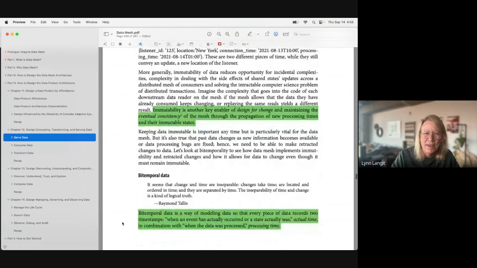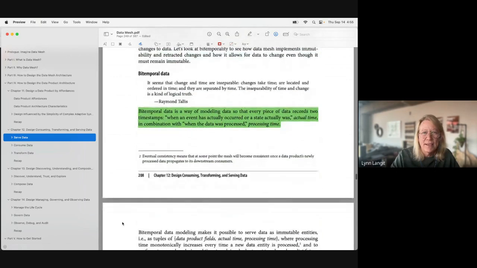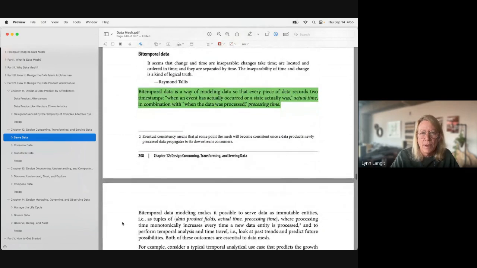Yeah. So, all right. So the next thing is bitemporal data. So it's a way of modeling data, so every piece of data records 2 timestamps. This is kind of cool. I like this. When an event has occurred, or a state actually was, the actual time, in combination with when the data was processed. This is very formal, and some developers will be like, oh, that's so much storage space. But is it really? Not these days. Is it?